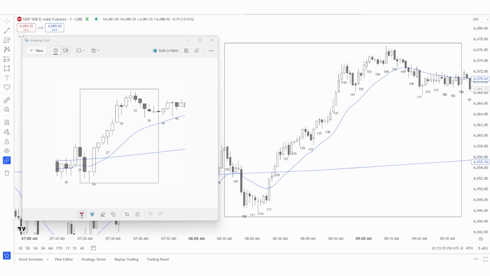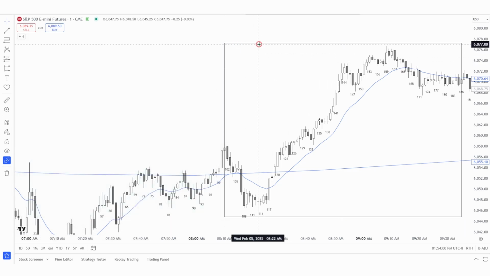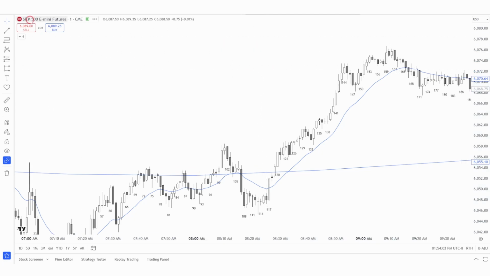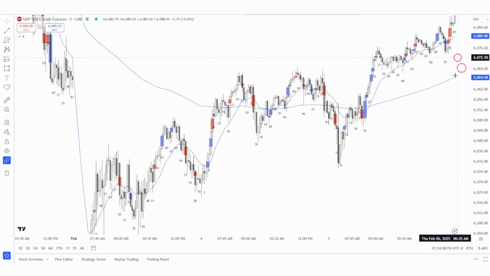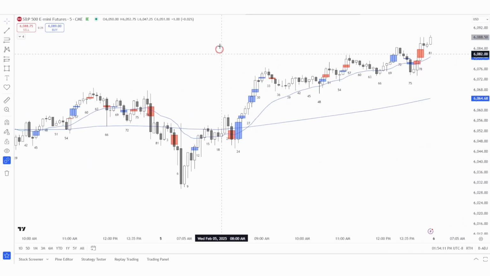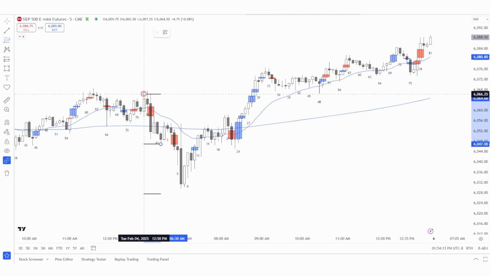Let's go over the measured moves. This thing's tipping over 20 minutes. I like to keep these around 20 minutes. A couple days now. Okay. Measured move from yesterday.